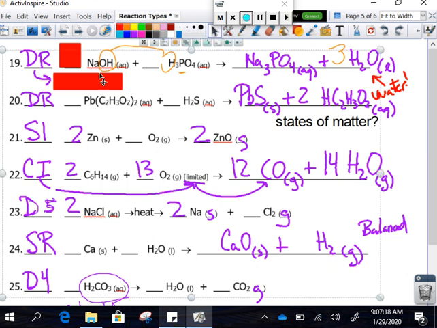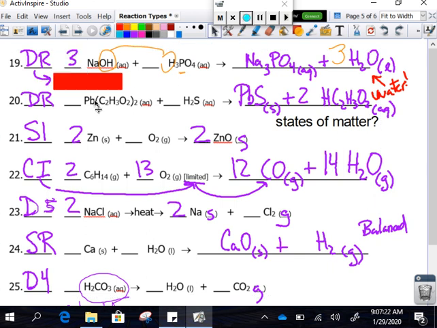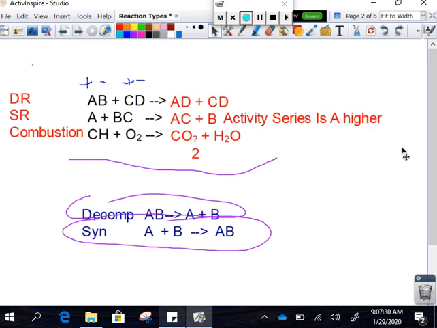Alrighty. I should probably reveal what's behind this red box. That should be a 3. And this reaction is also called an acid-base because you have an acid and you have hydroxide. That's a base. So those are the 5 reaction types.